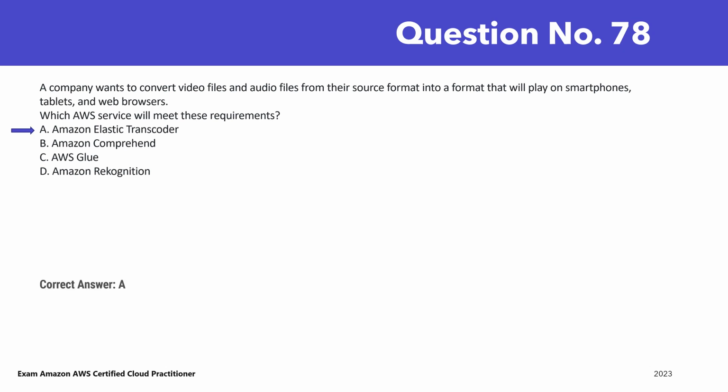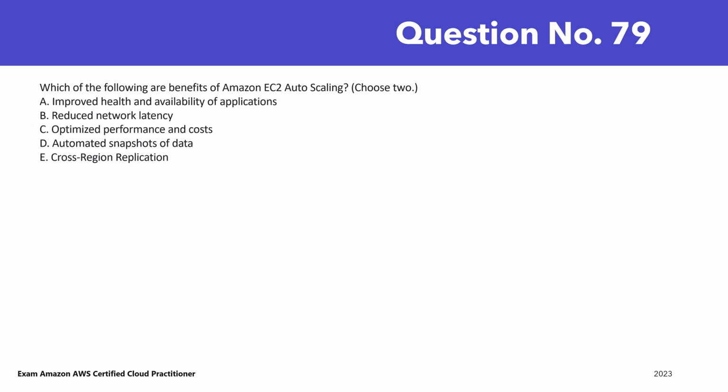Which of the following are benefits of Amazon EC2 Auto Scaling? Choose 2. A. Improved health and availability of applications. B. Reduced network latency. C. Optimized performance and costs. D. Automated snapshots of data. E. Cross-region replication. Correct answer, A and B.